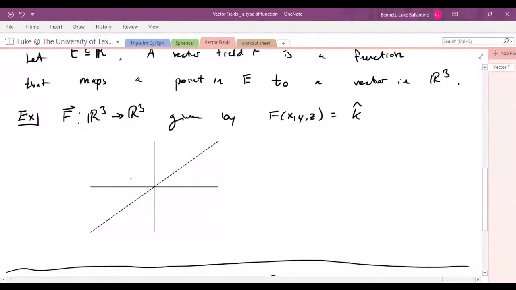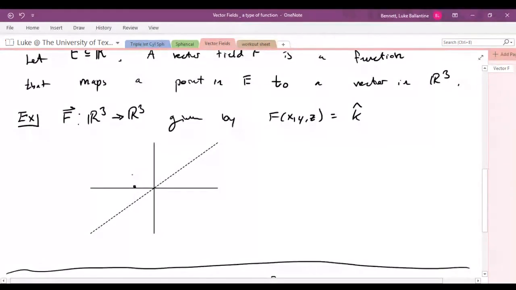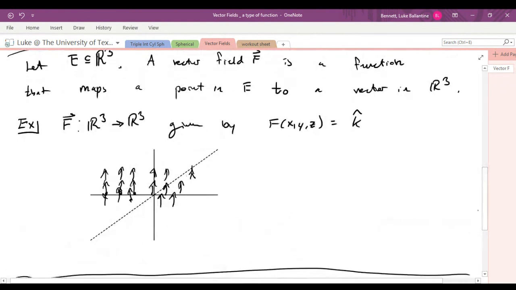So yeah, we would have like that, that, that, just like that. They're all the same vector. Yeah. So that was a pretty nice example, pretty simple example.